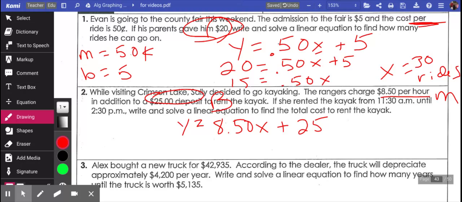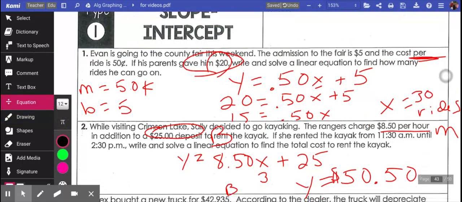But on this one, 11:30 to 2:30 is 12:30, 1:30, 2:30. So that's 3 hours. So we are going to put the 3 in where the x is. And we're going to do $8.50 times 3 plus 25. And we get y, which is the money, equals $50.50. Okay, and then you go ahead and pause it and do the next two and see what you come up with.